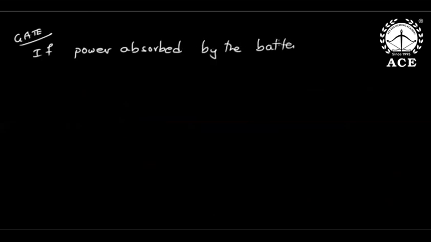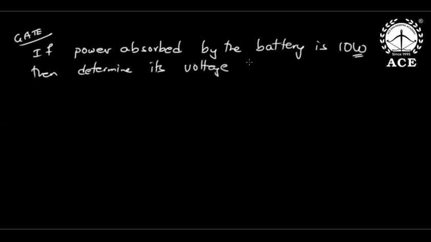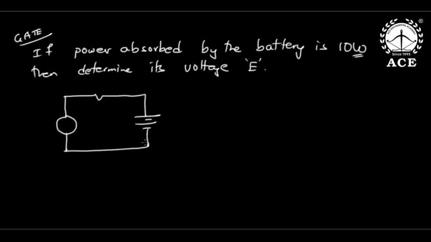Now I will give a GATE problem on this Tellegen's theorem. This is a GATE bit, easy, 1 mark. If power absorbed by the battery is 10 watts, then determine its voltage E. This is some 20 volt, 10 ohm and E. Everyone do it now.